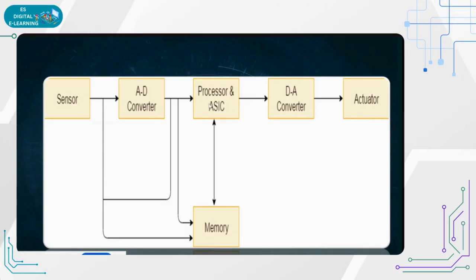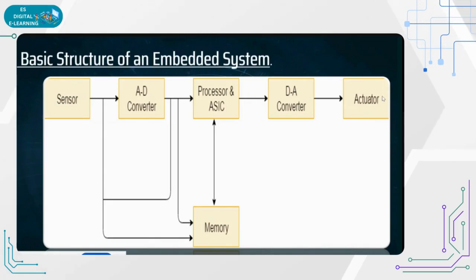Okay, to process some data, where will it be stored? It will be stored in the memory. From the memory, the data will be collected by the CPU or the processor. And it will take the sensor input information and give the outputs. So that's how the embedded system will work.